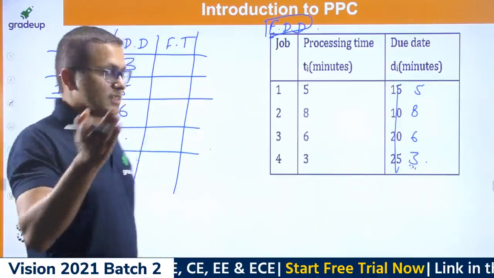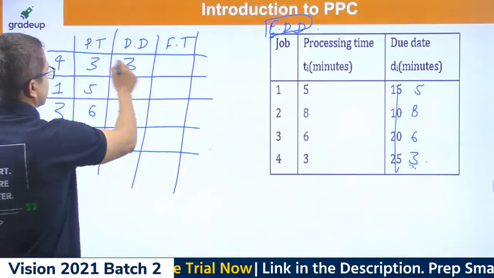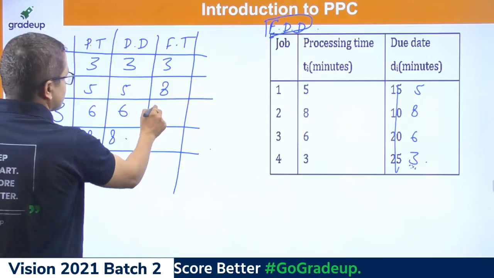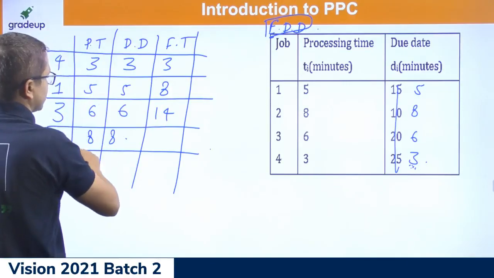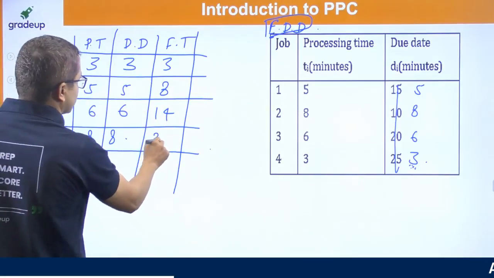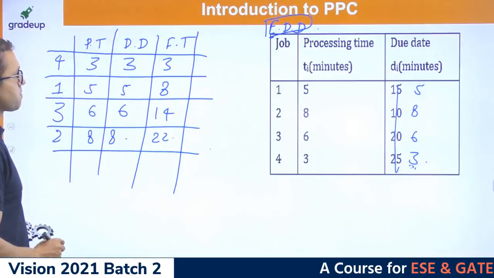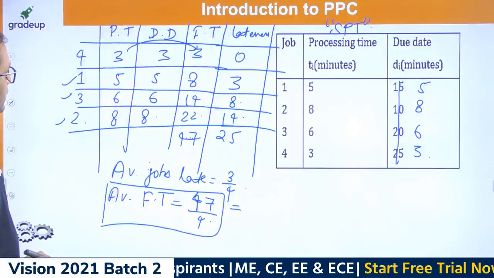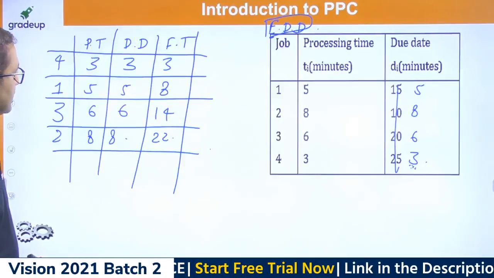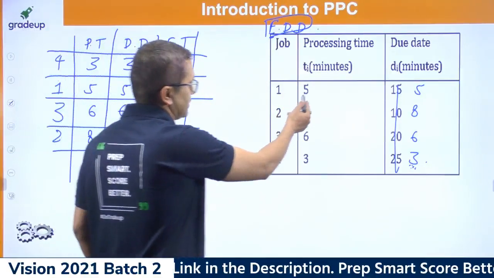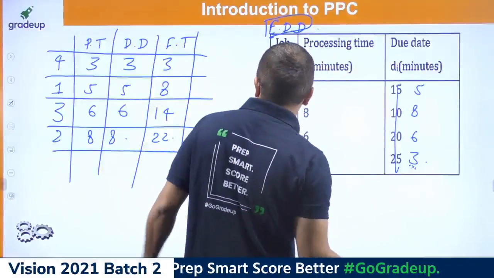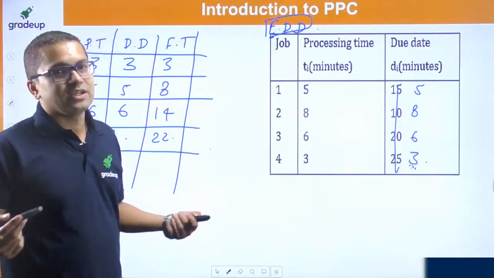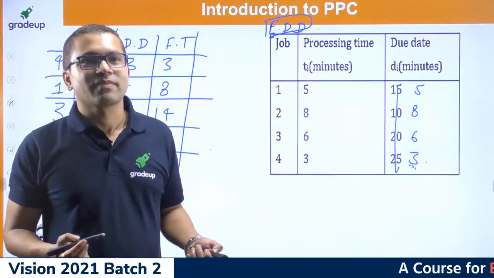Flow time for this is 3 plus 5, 8, plus 6, 14, and 14 plus 8 is going to be 22. Is it the same as that? 3, 8, 14, 22. Yeah, it is the same as that because everything here is the same. So obviously EDD and SPT are going to give you the same results.